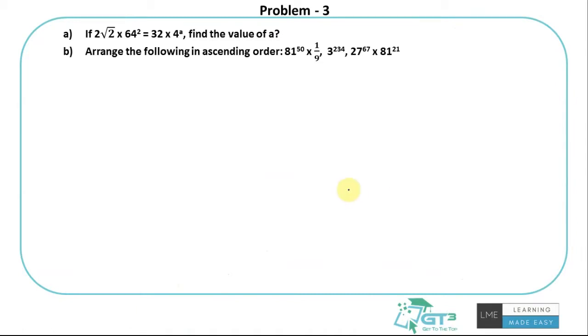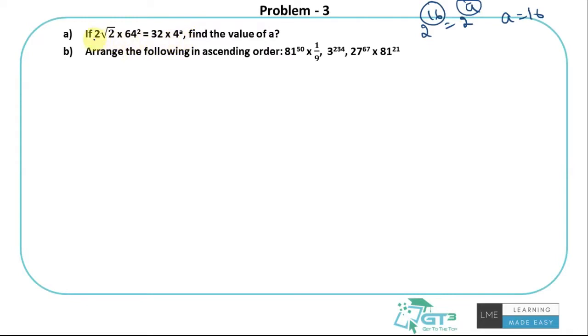These are basic questions testing your concepts of exponents. 2 root 2 into 64 square is 32 into 4 power a, find the value of a. If you know this point, 2 power 16 equals 2 power a, so the value of a is 16. The exponents have to be the same if the bases are the same and the values are equal as a whole. So I need to get the entire thing as the same base with some powers so that I can find the value of a.